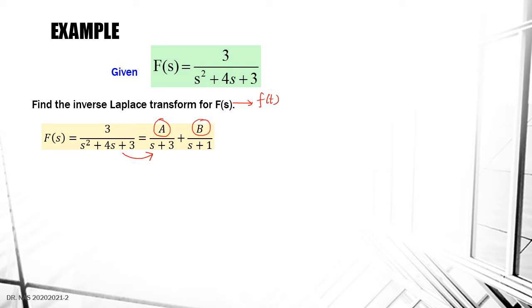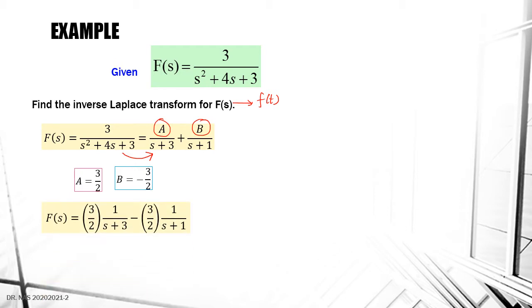So from the calculation, you should get A equal to 3 over 2 and B equal to minus 3 over 2. So now replace the A and B values into the equation. So you should get this. And next, to get f(t), you need to perform inverse Laplace transform.